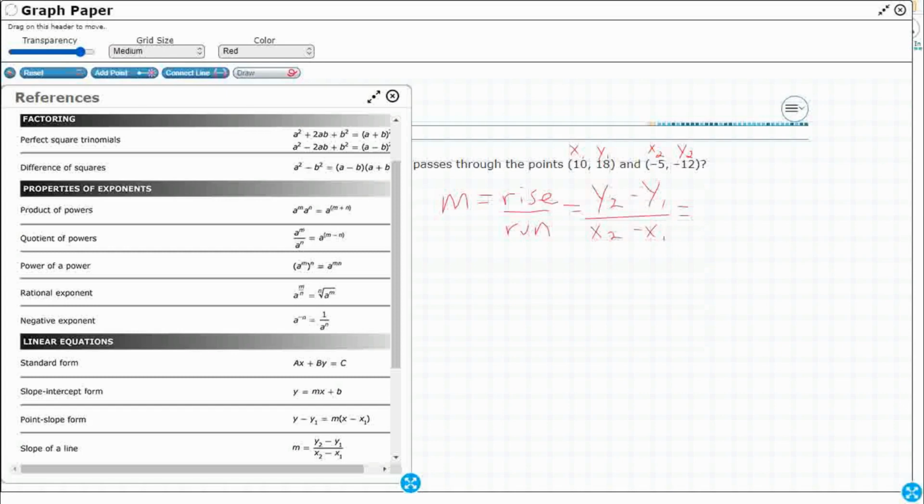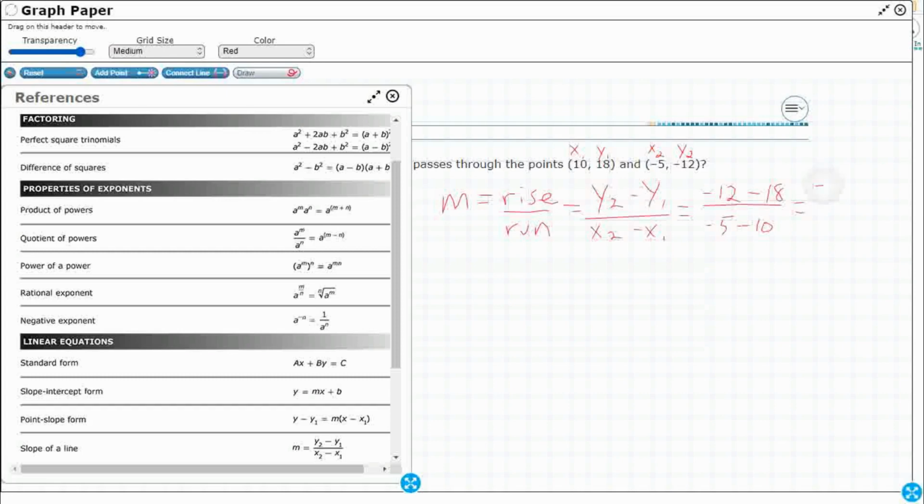Alright, so my y2 is negative 12. My y1 is 18, so I'm going to subtract negative 12 minus 18. And then my x2 is going to be negative 5. And then my x1 is 10. So it's going to be negative 5 minus 10. So since they're both negative, it's like you're adding 2 different negative numbers. It's the same as if I were to do negative 12 plus negative 18.